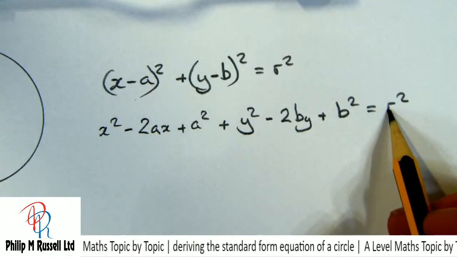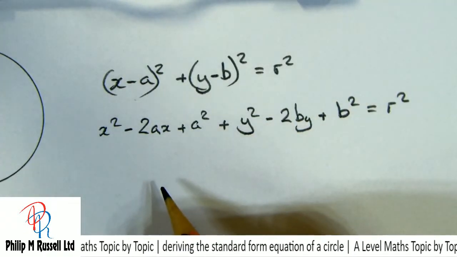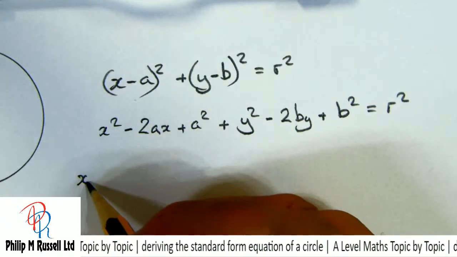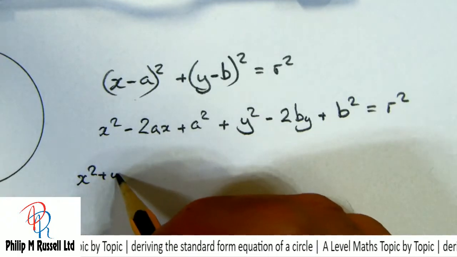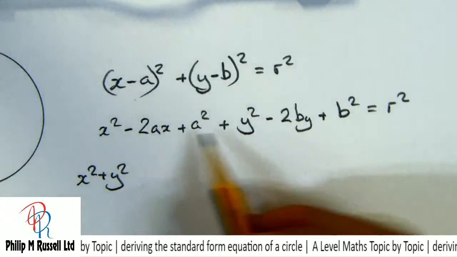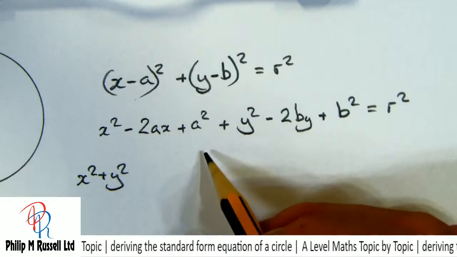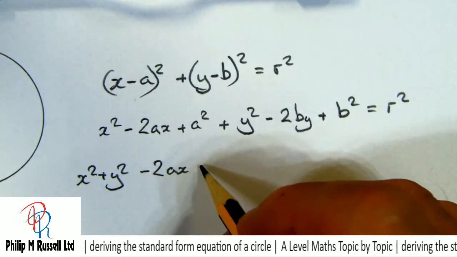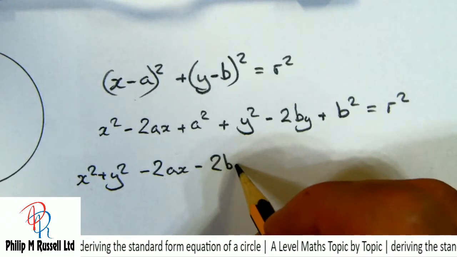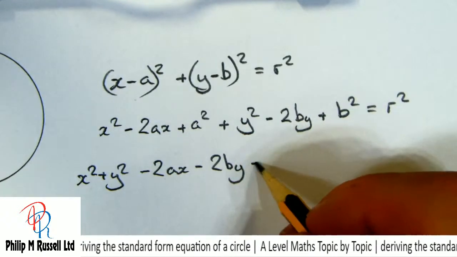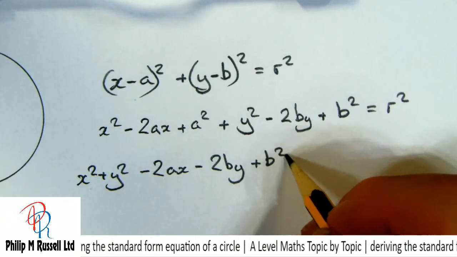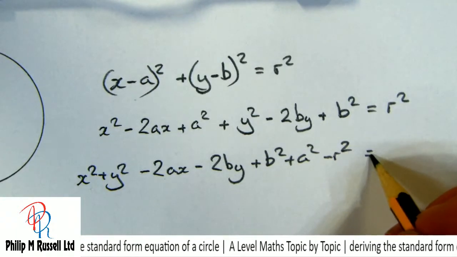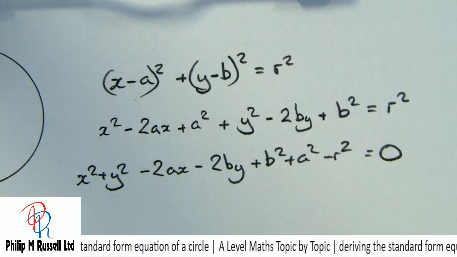And if I bring that round, then we've got our equation of our circle. We can write it a little bit better. Let's put it in x squared plus y squared, just rewriting this in perhaps a better order: minus the 2ax, minus the 2by, plus the b squared plus the a squared minus the r squared, and that will equal 0.